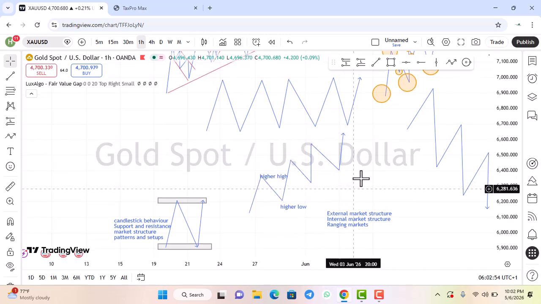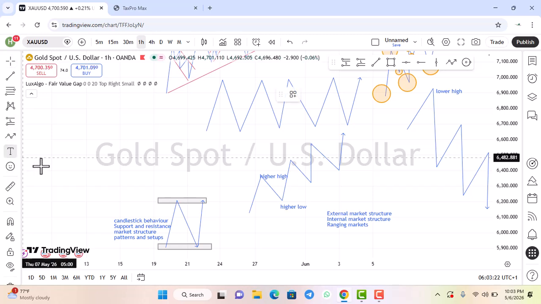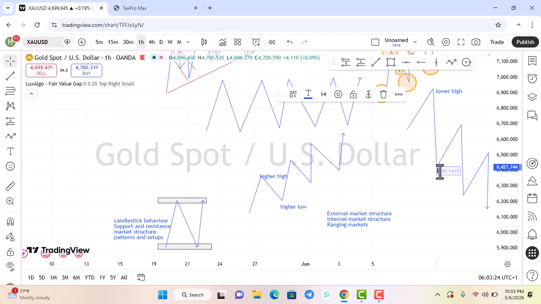And if we are in a downtrend, or the market is expanding to the downside, the market creates lower highs and lower lows, right? Lower highs, lower highs. Then here we have a lower low, lower low.